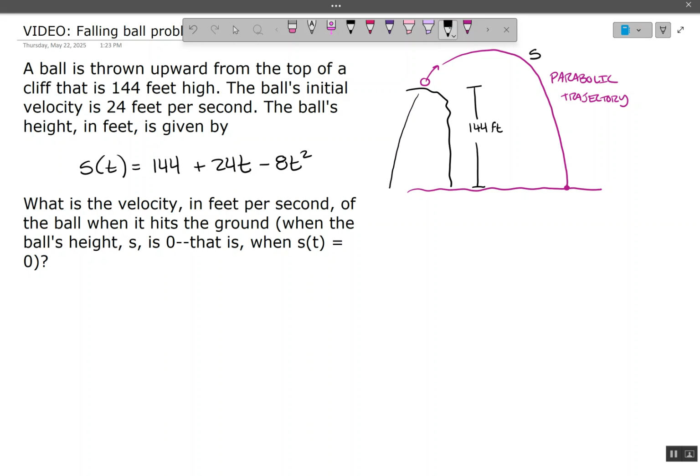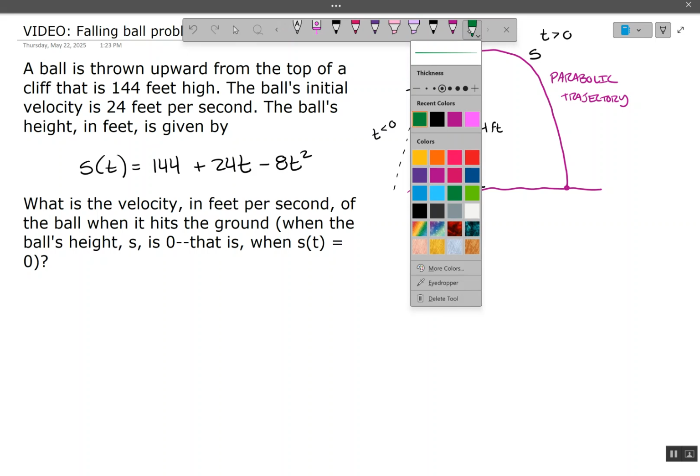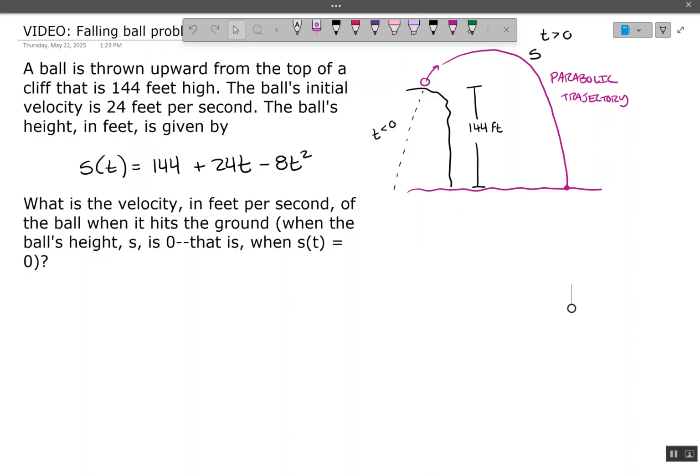The other side is over here, but that's before we threw the ball. This right side is after we threw the ball. So this actually kind of doesn't really exist. And now that we have this, if we like, we can impose some axes. So now we can think of this as the graph. The ground is going to be the line y equals 0. This is a height of 0.